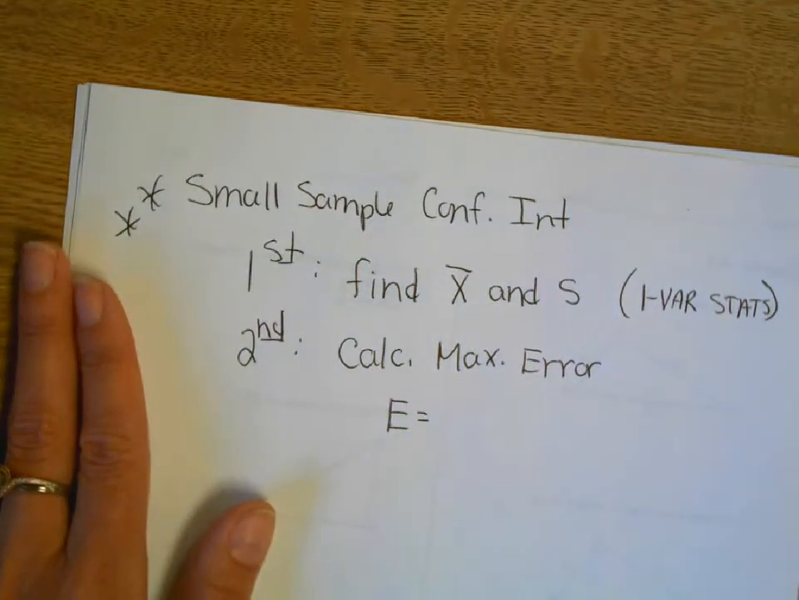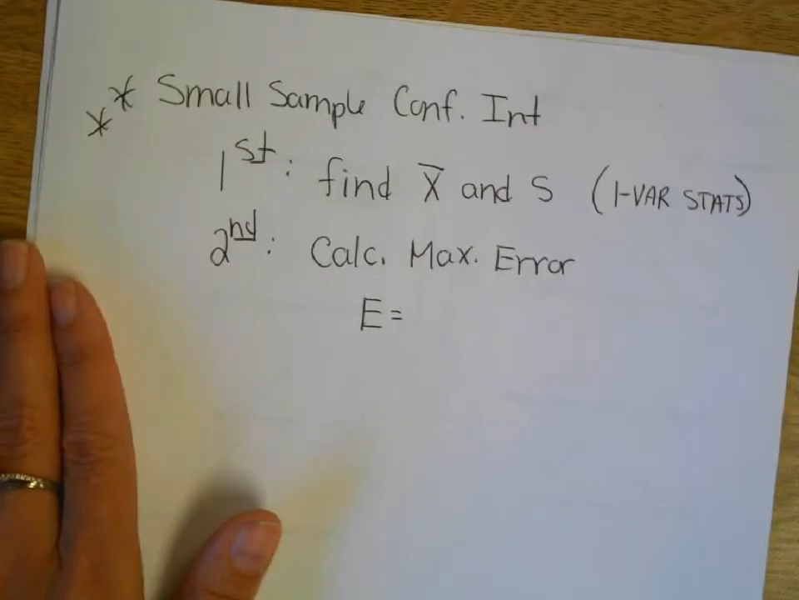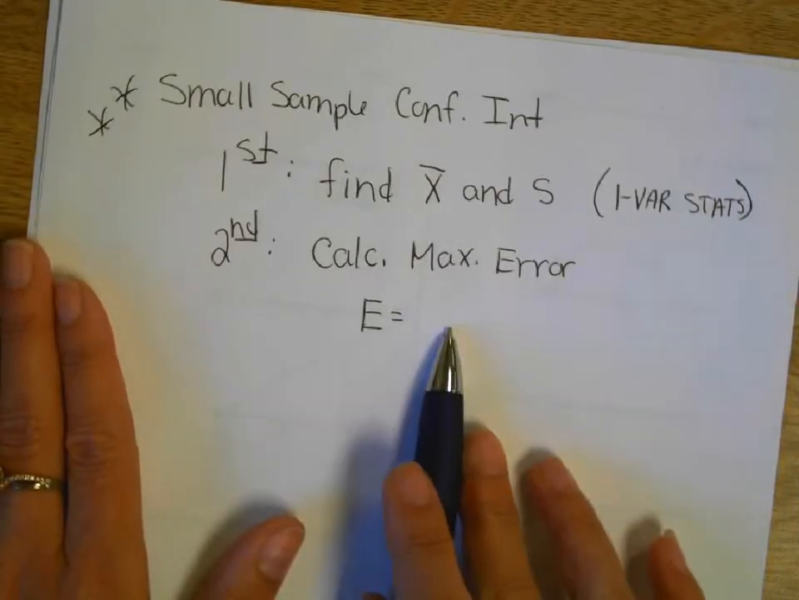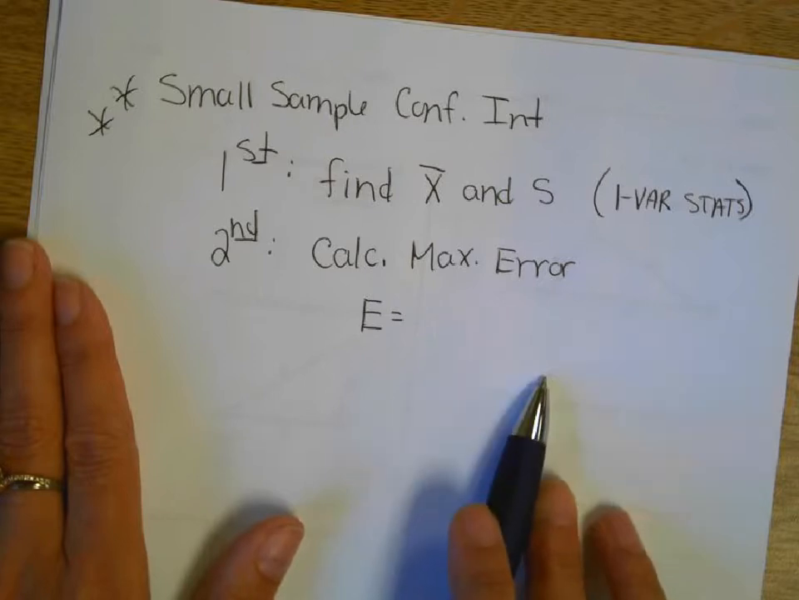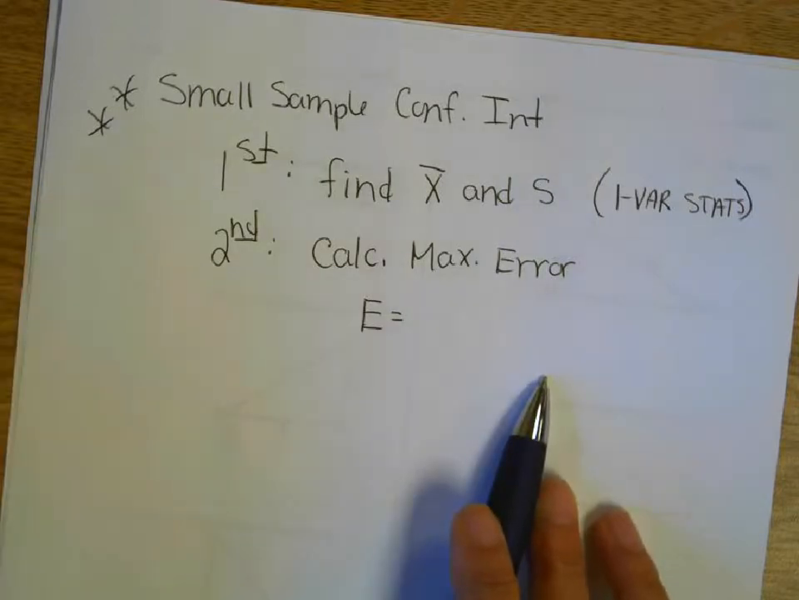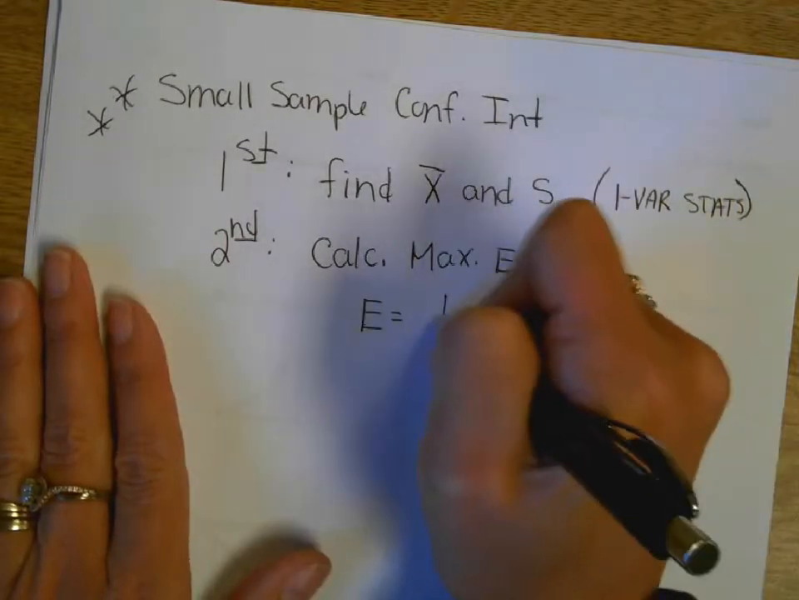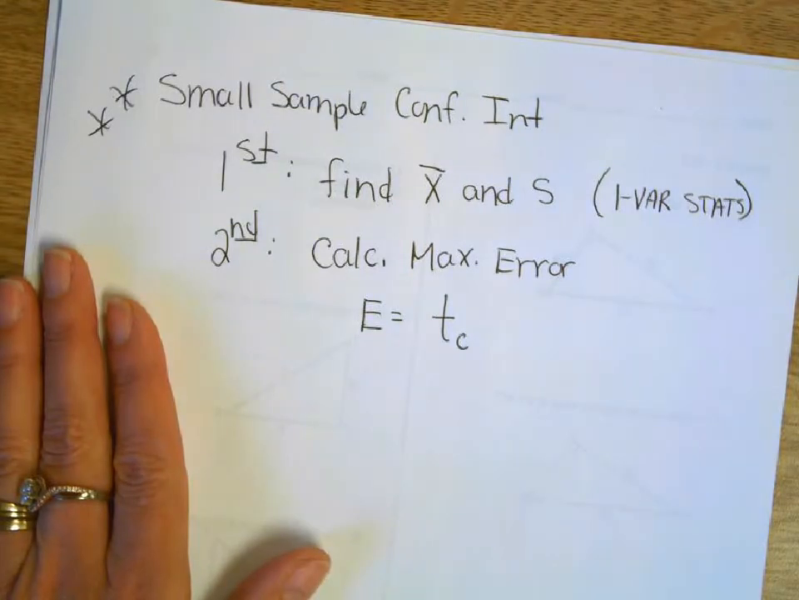How did that formula work with the large sample? Do you remember how the max error formula went? It was z-score times standard deviation over the square root of sample size. The only thing that's going to change is instead of z-score, you use your t for your confidence level. The little c stands for your confidence level.